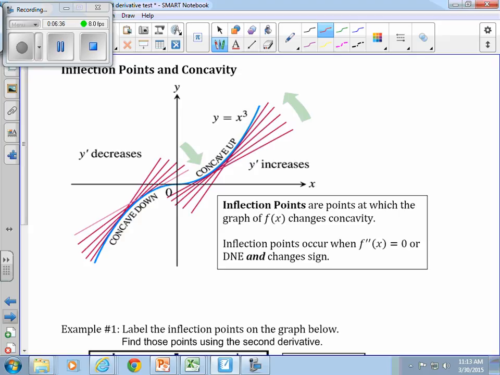This is just a visual of what we just talked about and another definition. So we have a concave down graph and then a concave up graph. The points where your graph changes concavity are called points of inflection. Points of inflection occur when the second derivative is 0 and changes signs.